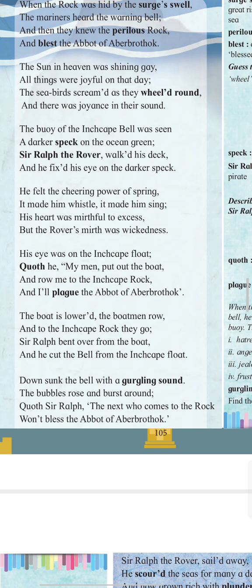So Ralph the Rover, when he reached, bent himself towards the bell, and he cut the bell from the Inchcape float, and down sank the bell with a gurgling sound. The bubbles rose and burst around, and then he said, "The next who comes to the rock won't bless the abbot of Aberbrothok." Because he cut the bell, he said that if anyone comes, no one will bless this man's abode.